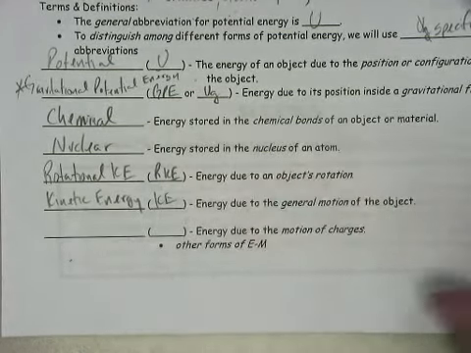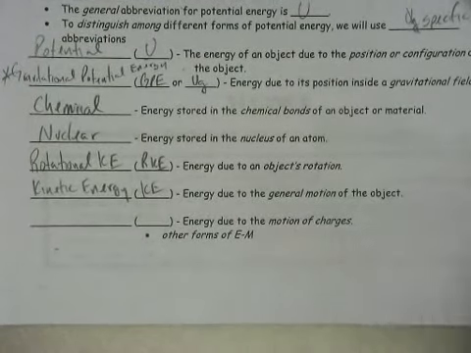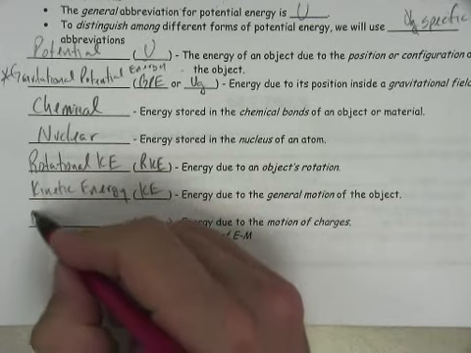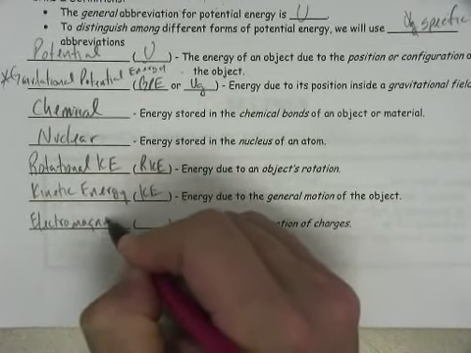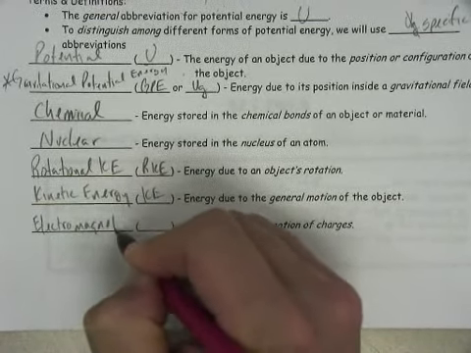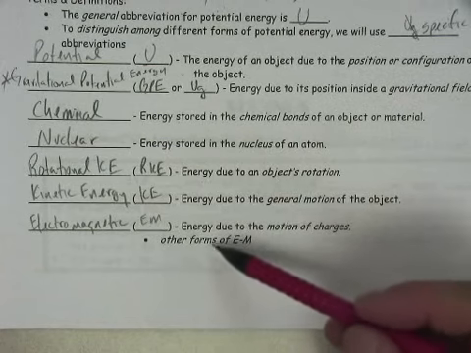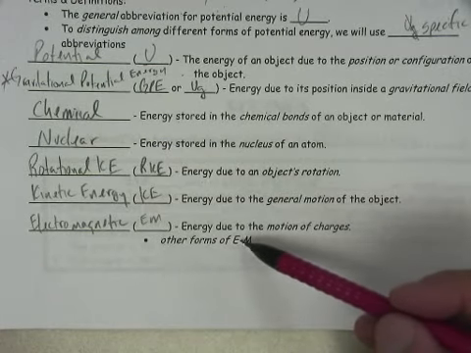And KE would be its abbreviation. The next one, energy due to the motion of charges. This one's a little more difficult. This is electromagnetic energy, abbreviation EM. Now, with that in mind, there are many forms of electromagnetic energy.